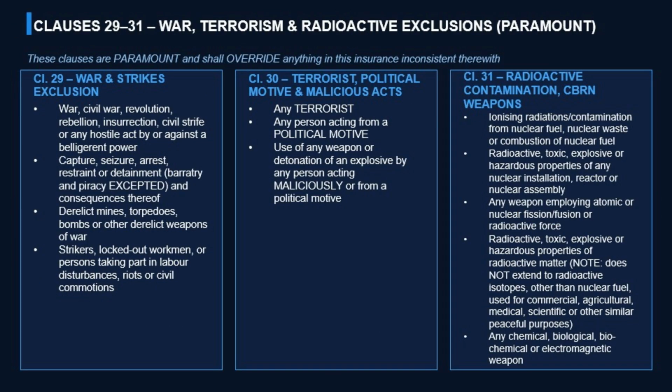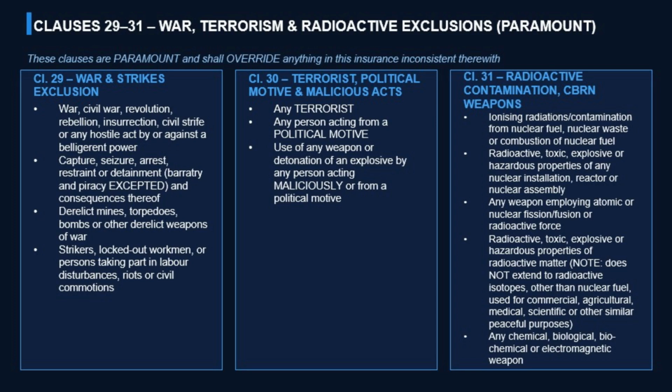These are paramount exclusions. A paramount clause overrides anything inconsistent elsewhere in the policy. Clause 29 excludes war risks. This includes war, civil war, rebellion, insurrection, hostile acts, seizure, capture, detention, mines, torpedoes, and similar war-related events. Clause 30 excludes terrorism and politically motivated acts. Any loss caused by terrorists or persons acting for political motives is excluded.